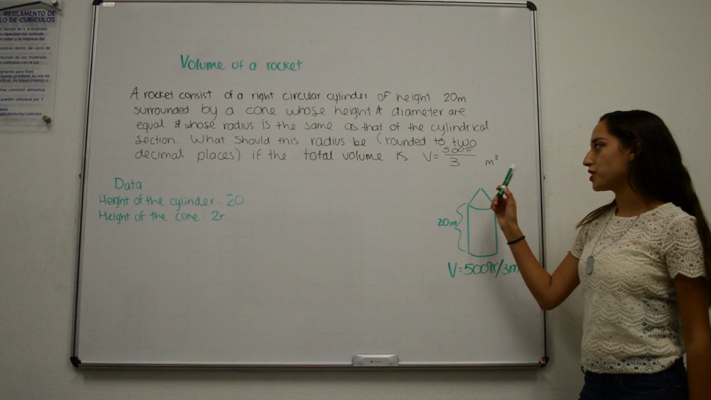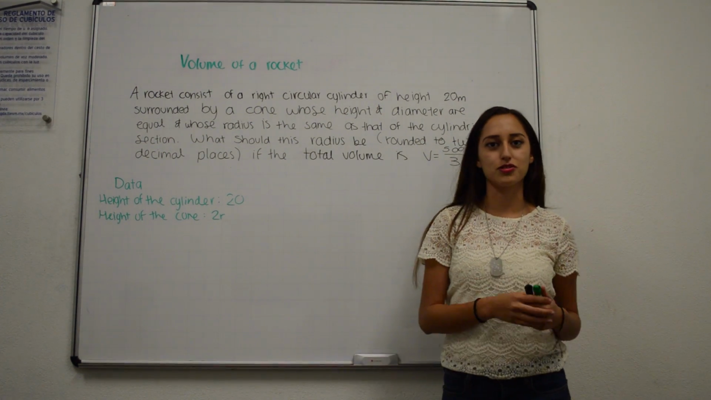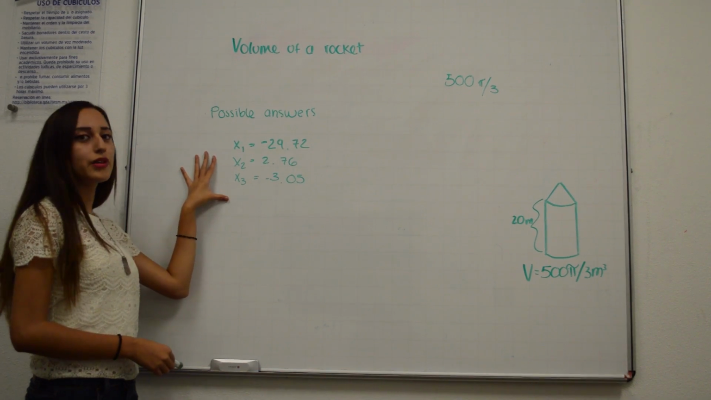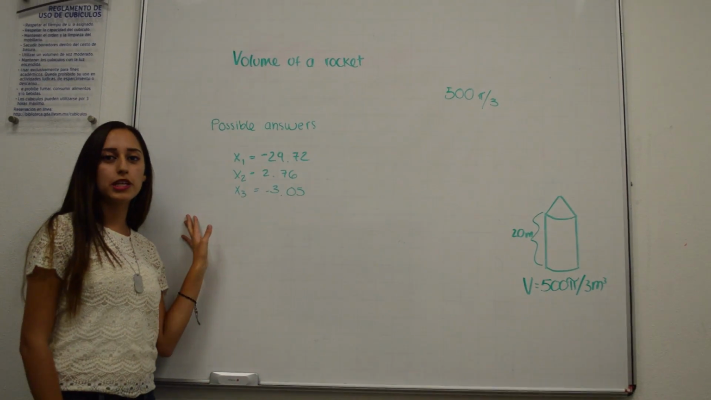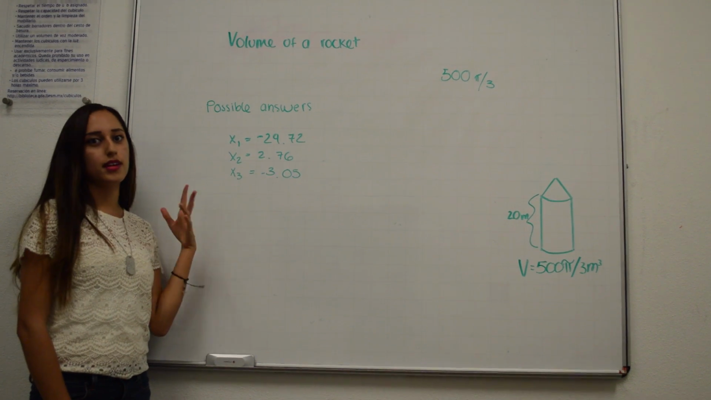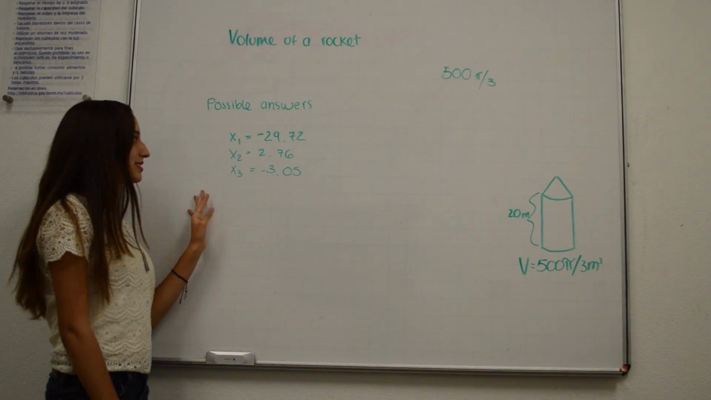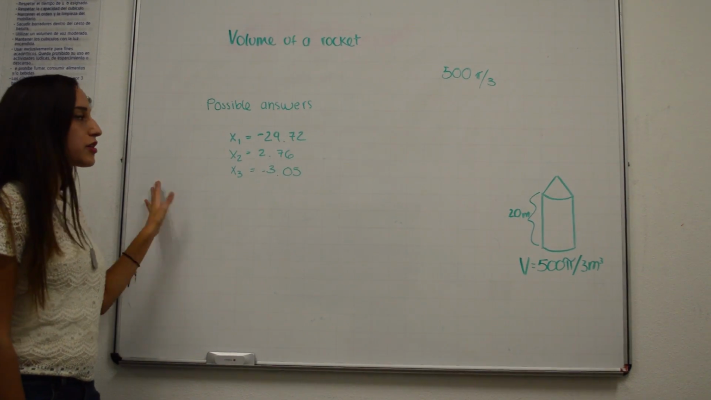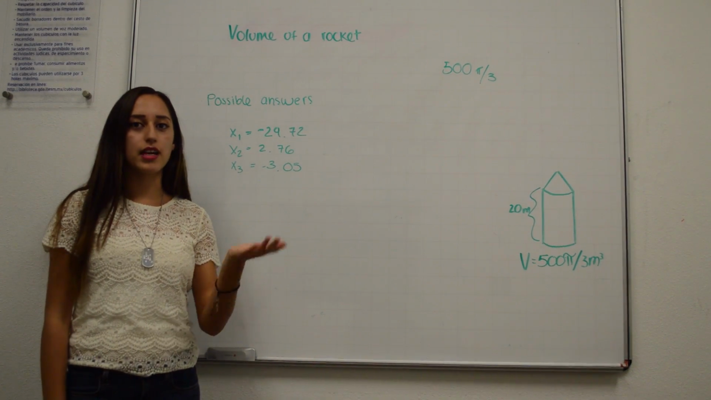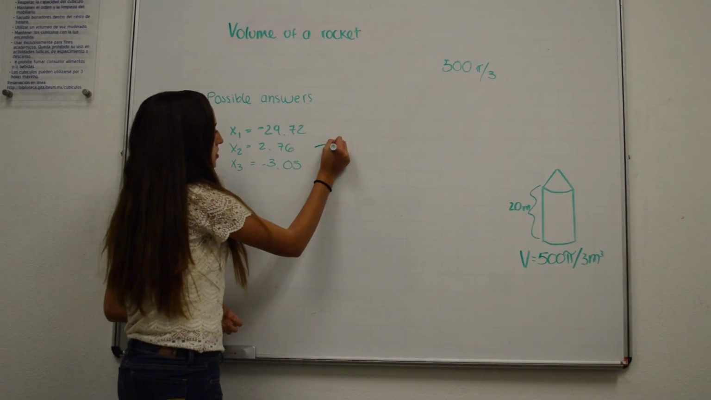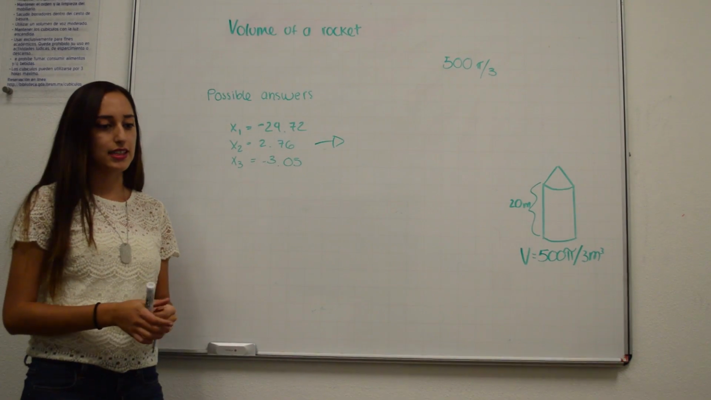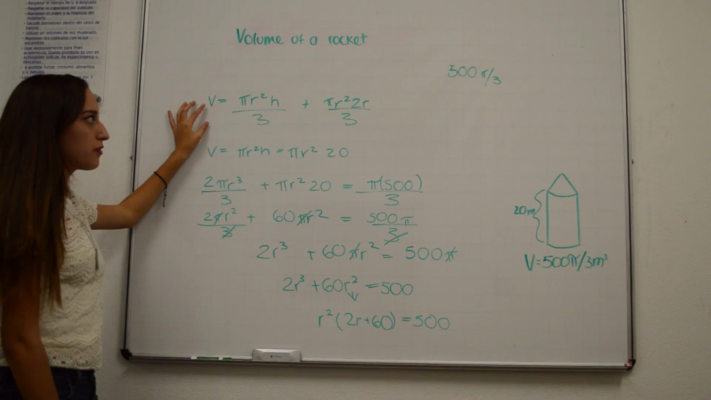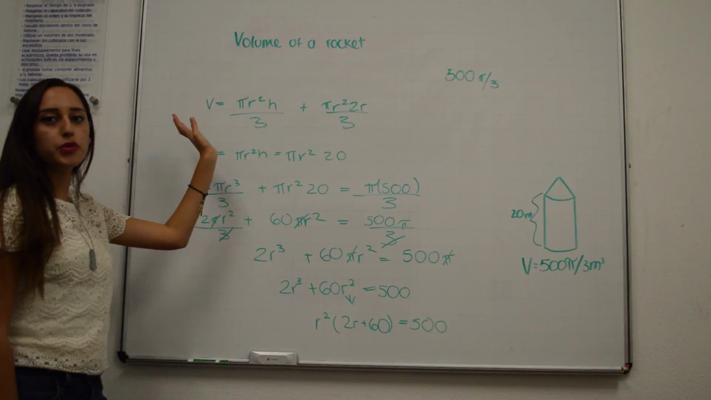The only data that we know is that the height of the cylinder is 20 and that the height of the cone is 2 times the radius. And we're going to solve it. We have three possible answers: x1 that is minus 29.72, x2 2.76, and x3 that is minus 3.05. We're looking for the radius, so we cannot have a negative radius, so the answer is x2, 2.76.